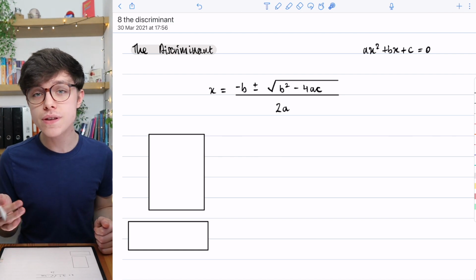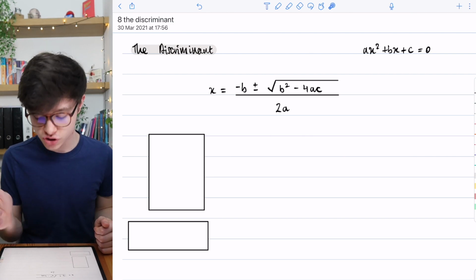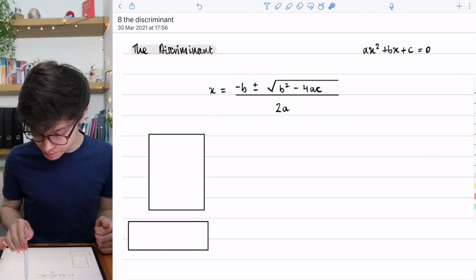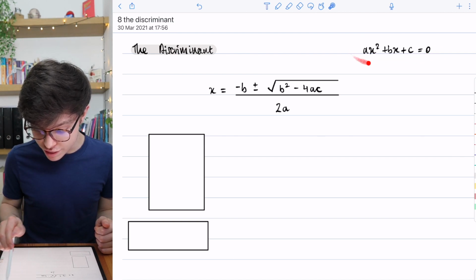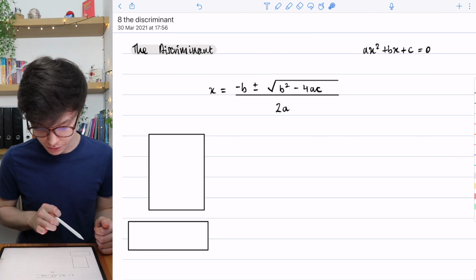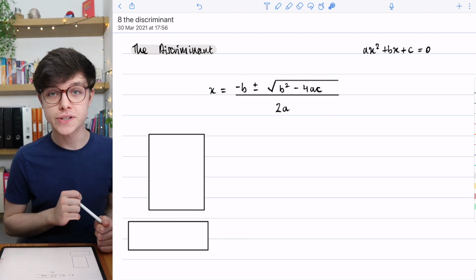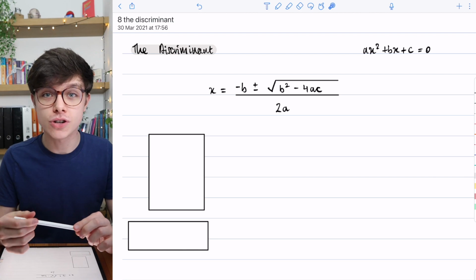Now, just so you know, this isn't actually part of this video, but the quadratic formula actually comes about by completing the square on this form of the quadratic. So that's how we actually get the quadratic formula to be equal to x. That's just a little bit of extra knowledge.